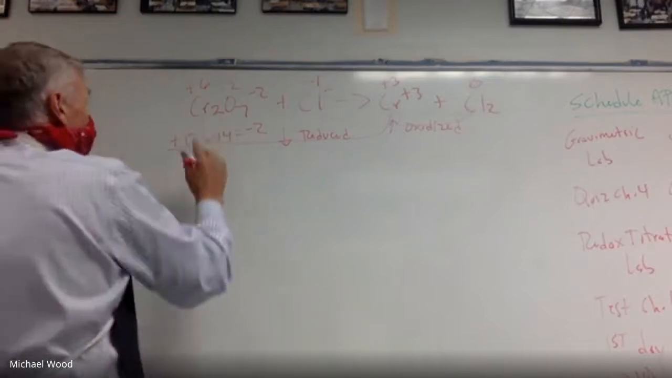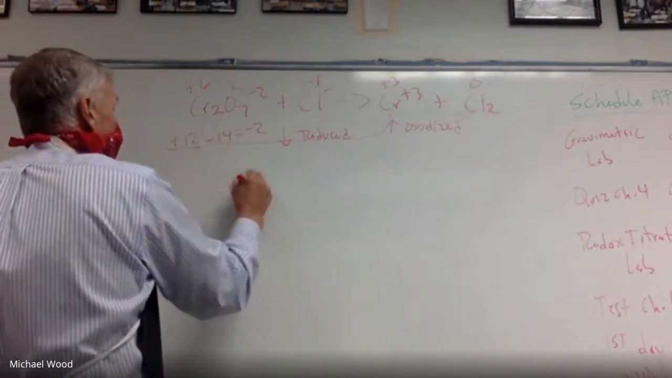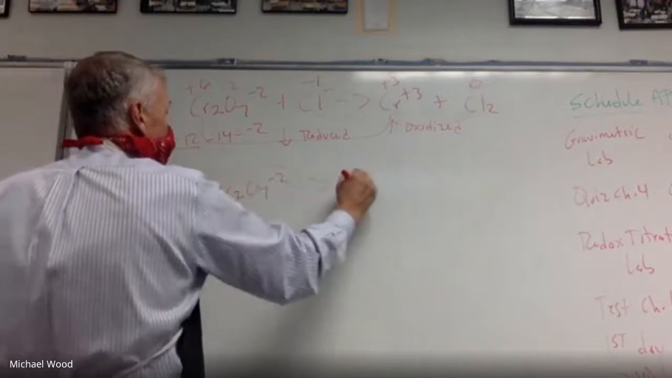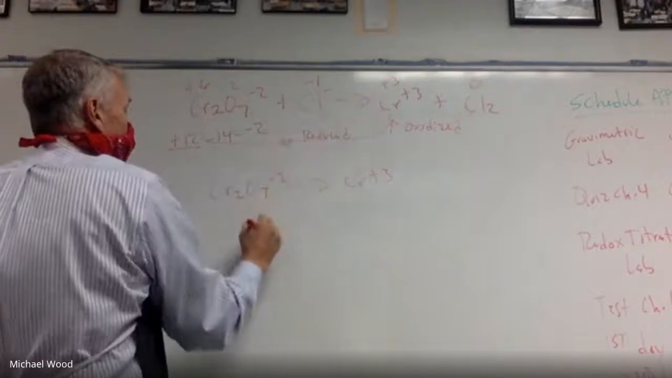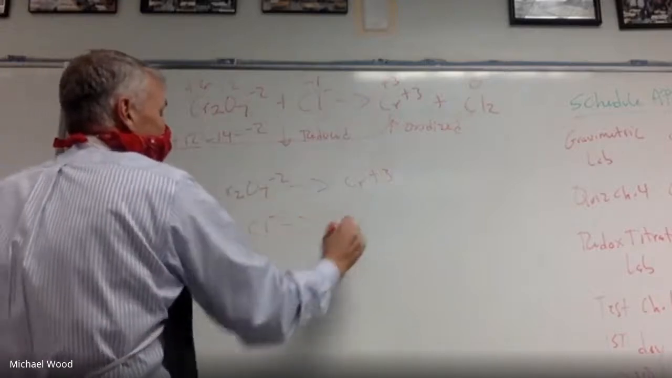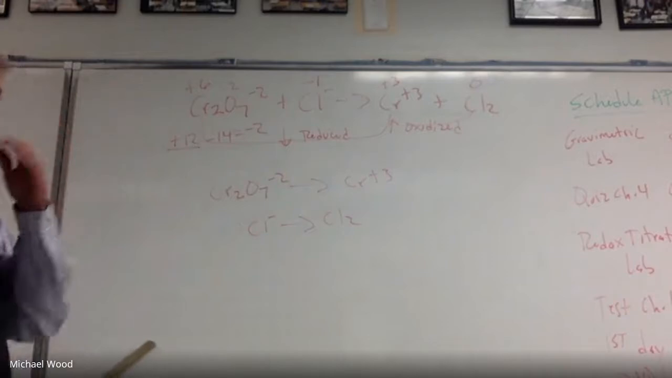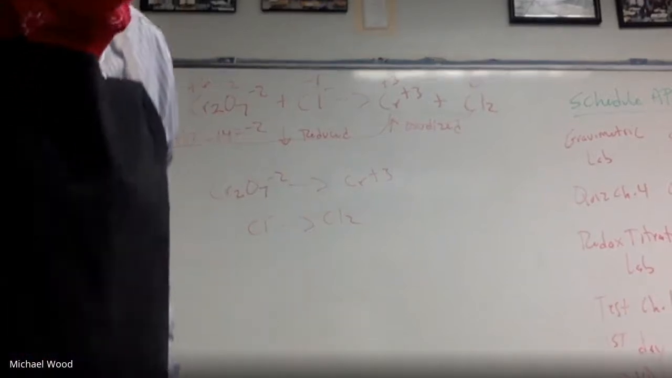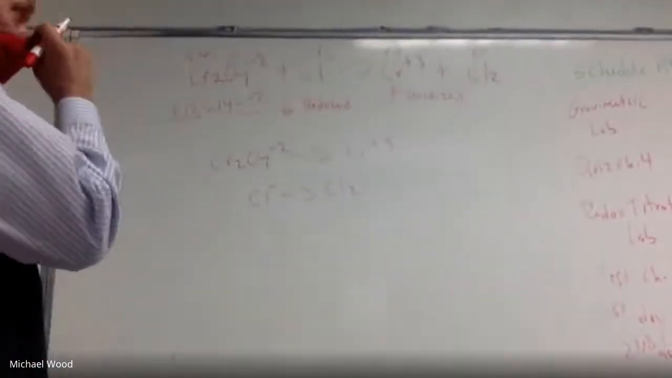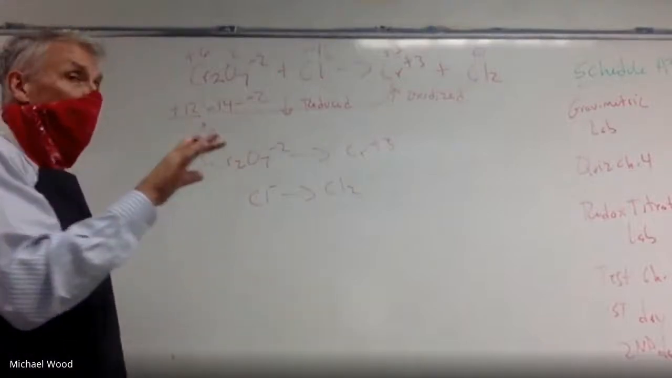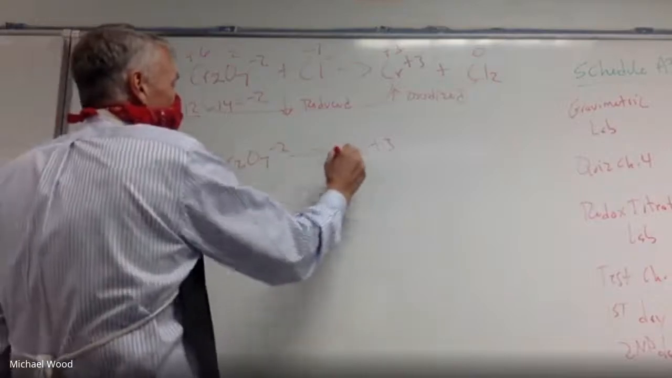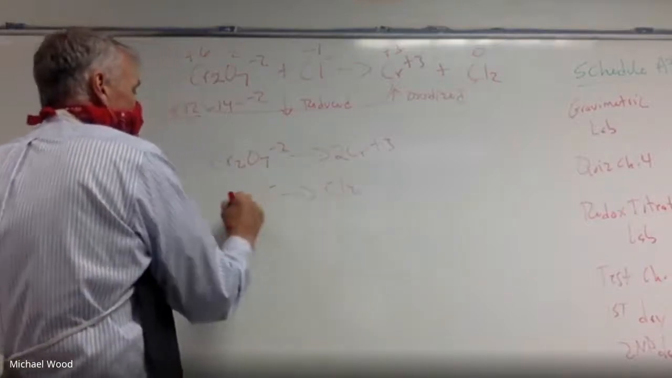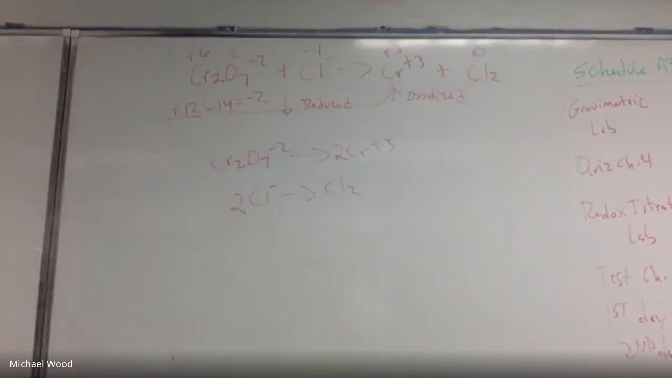Now I write out the half reactions. So I have Cr2O7 negative 2 to Cr positive 3, and then the Cl negative 1 to the Cl2. So those are my half reactions. Okay, now I balance all the elements other than O and H. So here I've got 2 chromiums, so I need a 2 there. I have 2 chlorines, so I have 2 there.